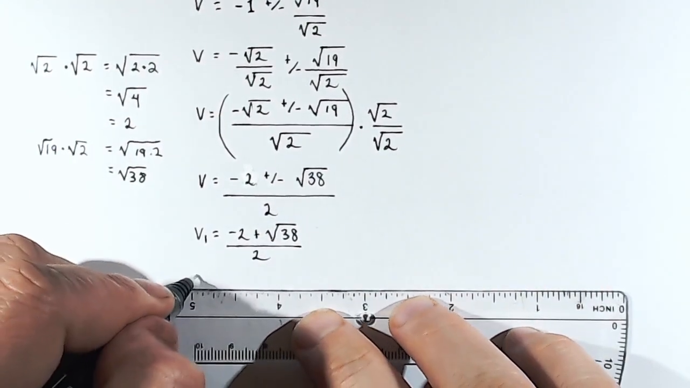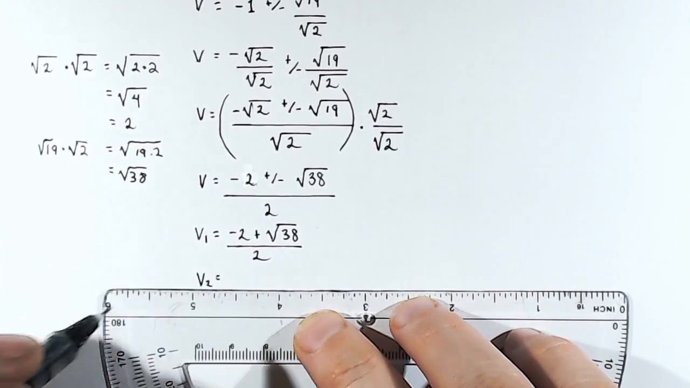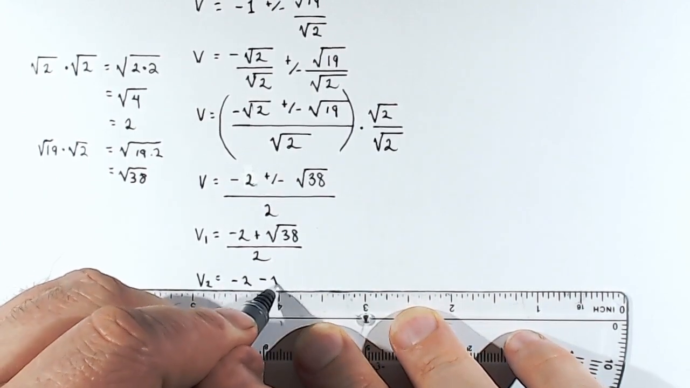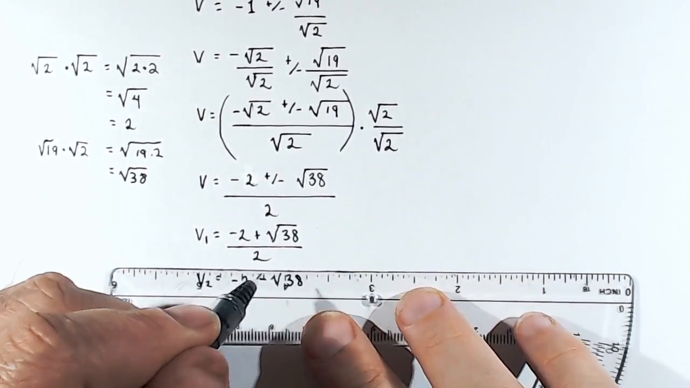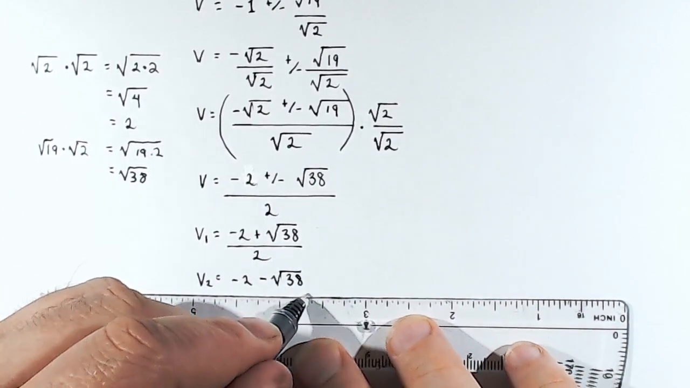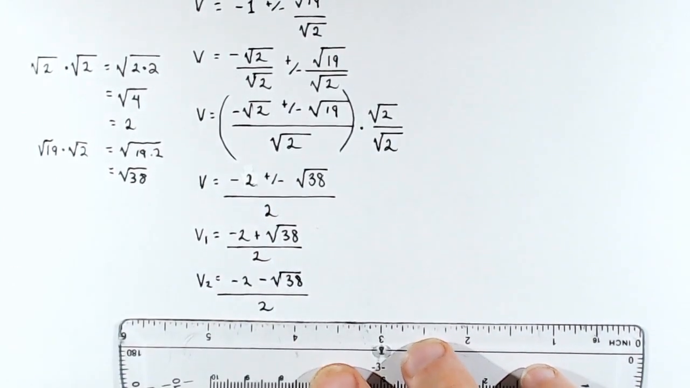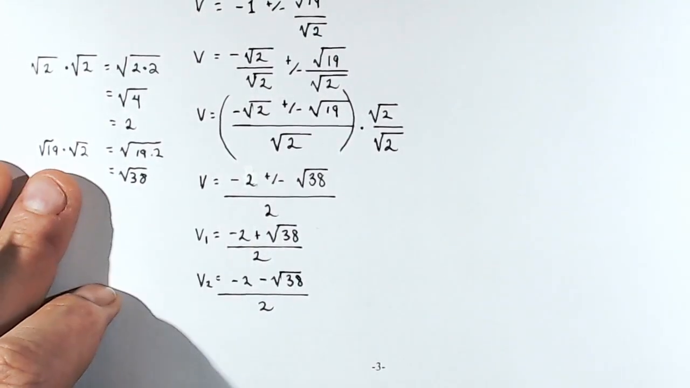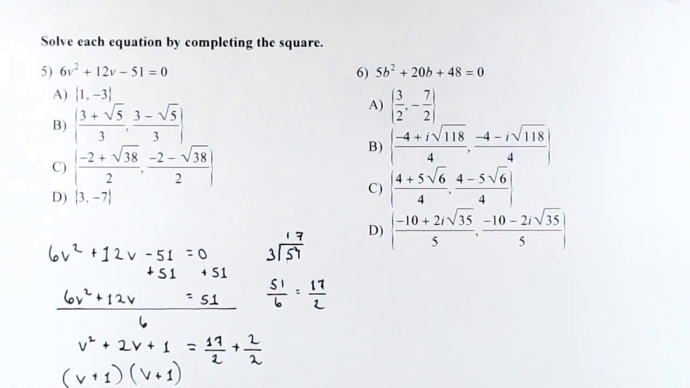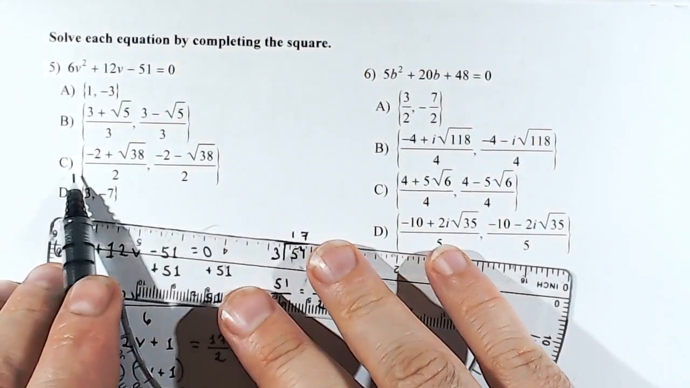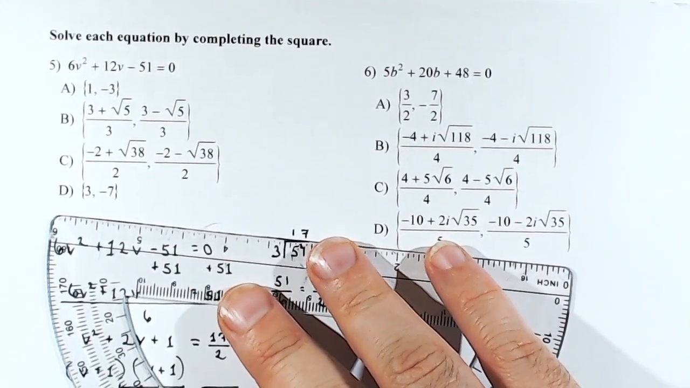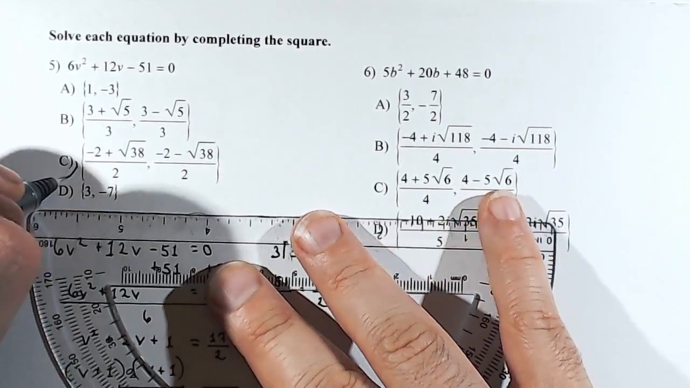Now V2 equals negative 2 minus the square root of 38 all over 2. So these are our two solutions. Let's go up and see if we have both of these up here in the answer choices. There it is. So C is equal to, the two solutions are negative 2 plus square root 38 over 2, and then negative 2 minus square root 38 over 2, right?